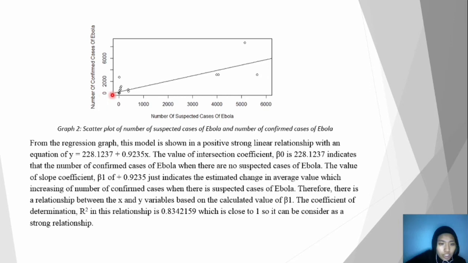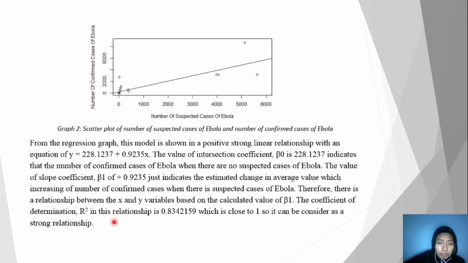The value of the slope coefficient is 0.9235, which indicates the estimated change in the average number of confirmed cases when there is an increase in suspected cases of Ebola. The coefficient of determination, which is R square, in this relationship is 0.834259, which is close to 1. So it can be considered a strong relationship.